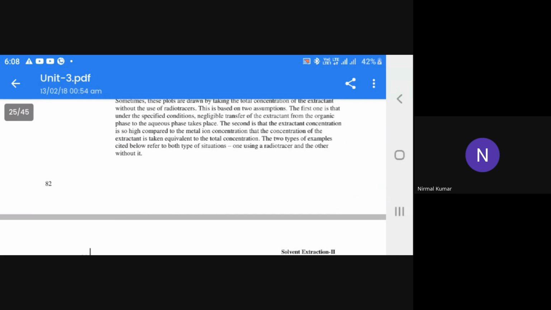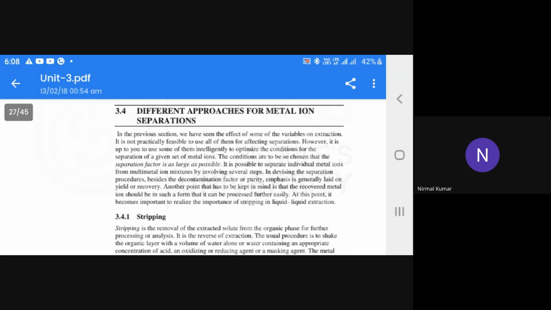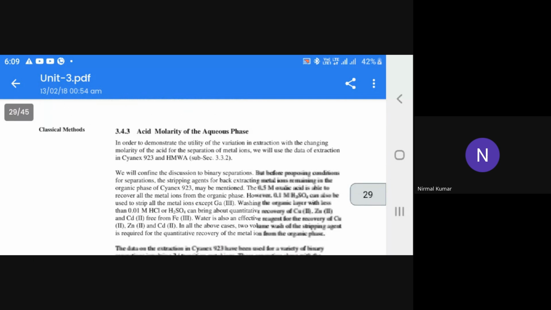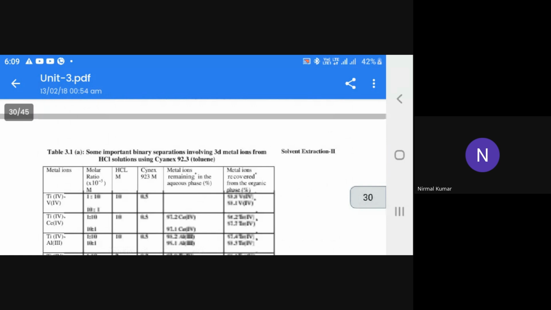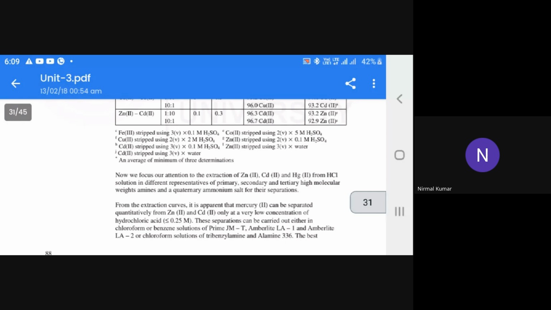Then concentration of the extractant. Then different approaches for metal ion separation. Various approaches are there that we have to discuss. Nature of the diluent, stripping, pH of the aqueous phase, acid molarity of the aqueous phase. You have to go through that one. So different tables are there. pH of the aqueous phase has an important role. So acid molarity, then important binary separations involving 3D metal ions from HCl solution using Cyanex 923 in toluene. These things you just go through. There is no table, no need to remember.